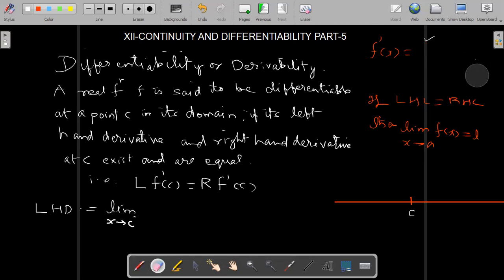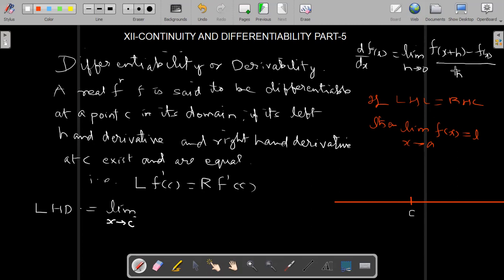The derivative of a function is denoted by f dash, and this is its general formula for any f(x), if we are finding the derivative directly. If the function is differentiable, we can find the derivative. So in order to find the derivative, we write limit h tending to 0 of f(x plus h) minus f(x) upon h. This will give you the value of the derivative.